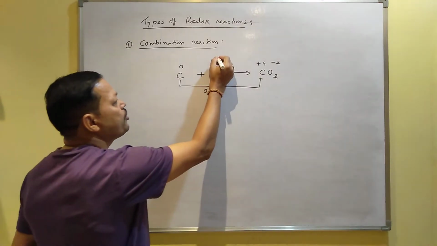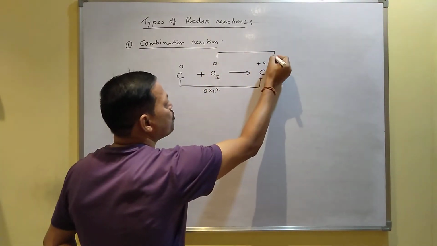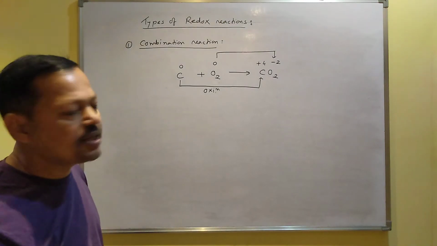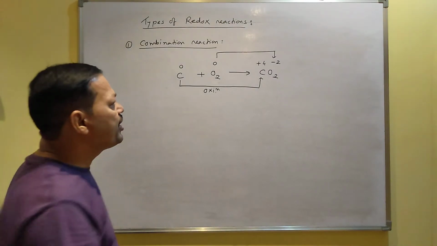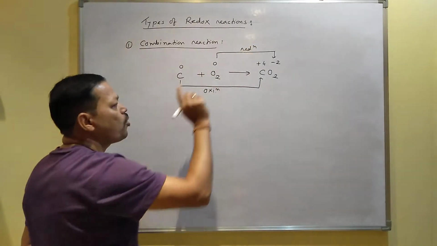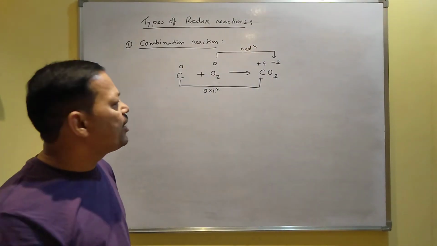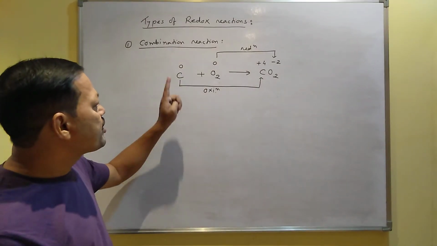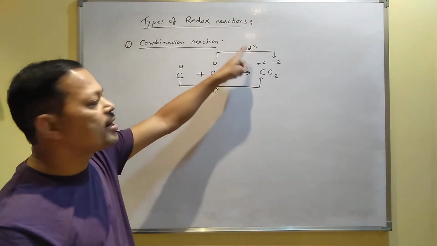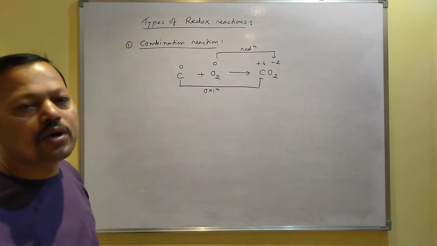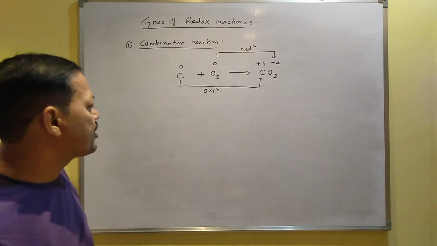Here oxygen is 0, but here oxygen is -2. So negative charge is increasing, I mean gain of electron takes place. As you know, gain of electron means reduction. So here oxygen undergoes reduction, gain of electron takes place. So in this combination reaction, someone undergoes oxidation, someone undergoes reduction. I mean this combination reaction is one example of redox reaction.